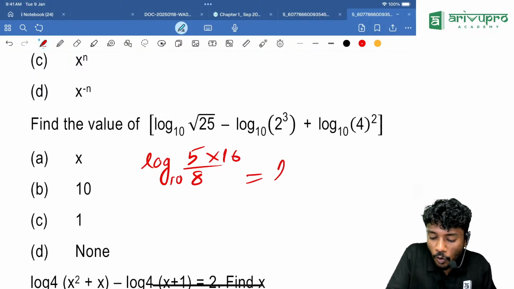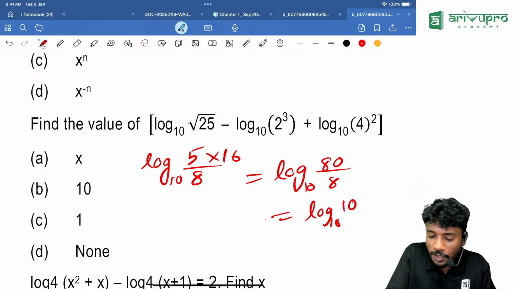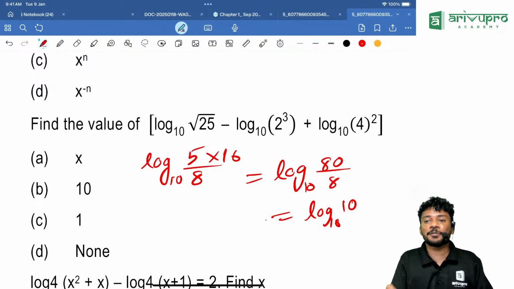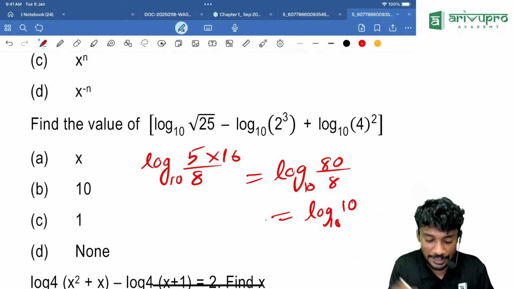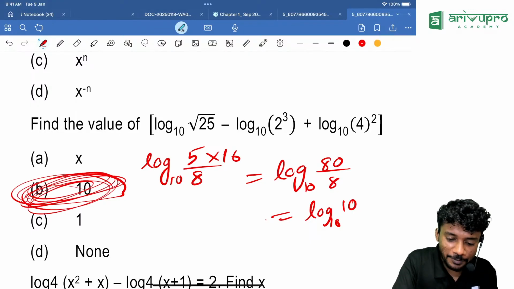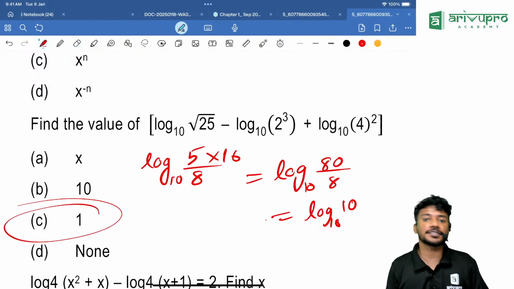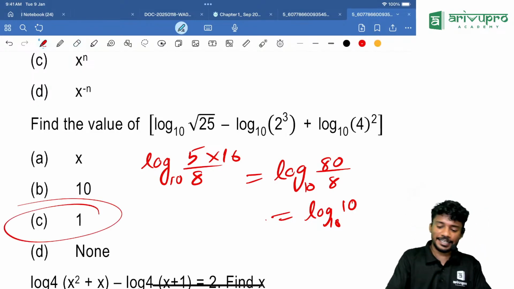That means log 80 divided by 8 to the base 10, or log 10 to the base 10. So log 10 to the base 10. Any number to the same base is what? 1. That means option C is our answer. Got the point? Yes. Next question.